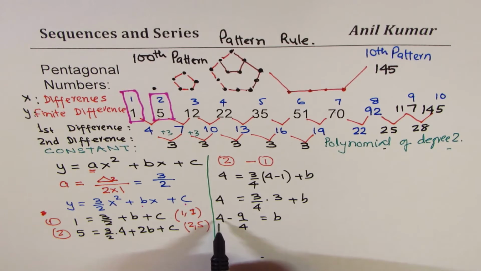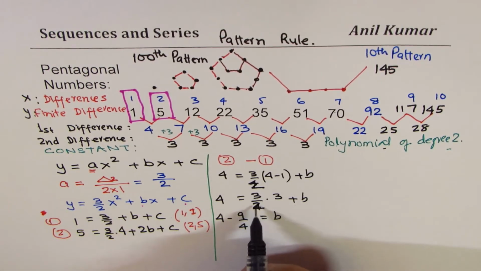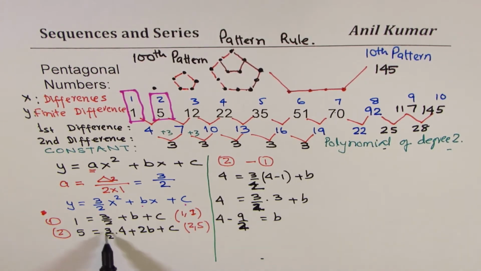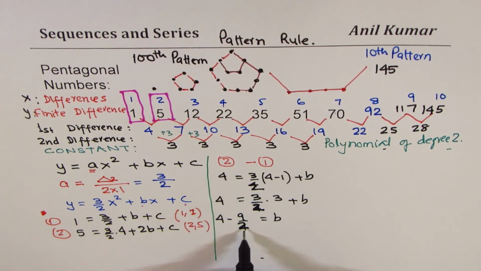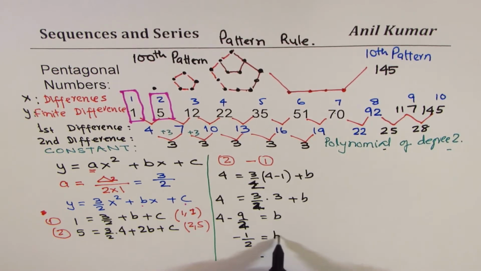So 3 over 2 times 3, let me make this correction, it is 3 over 2. So this is 9 over 2, I'm sorry. By mistake, I wrote 4. So 2 times 4 is 8. 8 minus 9 is minus 1. So I get minus 1 over 2, right? So minus 1 over 2 is the value of b.